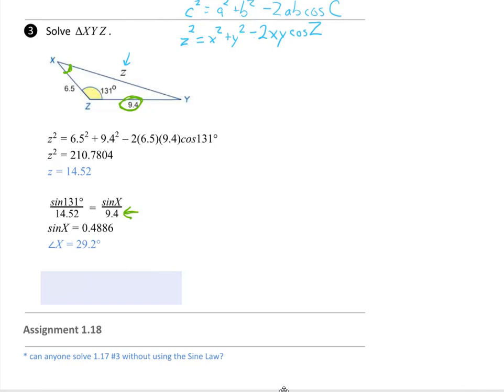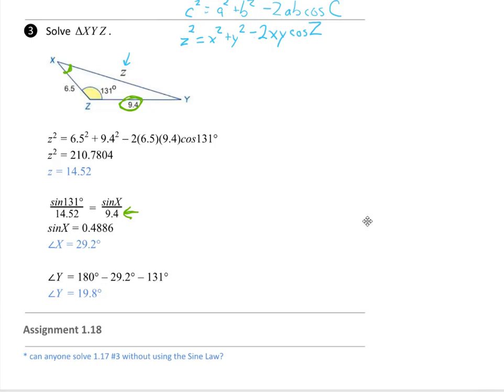Now, to solve for the final angle, you could use sine law. There's nothing wrong with that. But it's a bit of a roundabout way of doing things. You don't have to. There's actually a quicker way. If you recall, all the angles within a triangle add up to 180 degrees. So we can actually just subtract away angle z and angle x to figure out angle y. And that's exactly what I do. And you should end up with angle y equals 19.8.